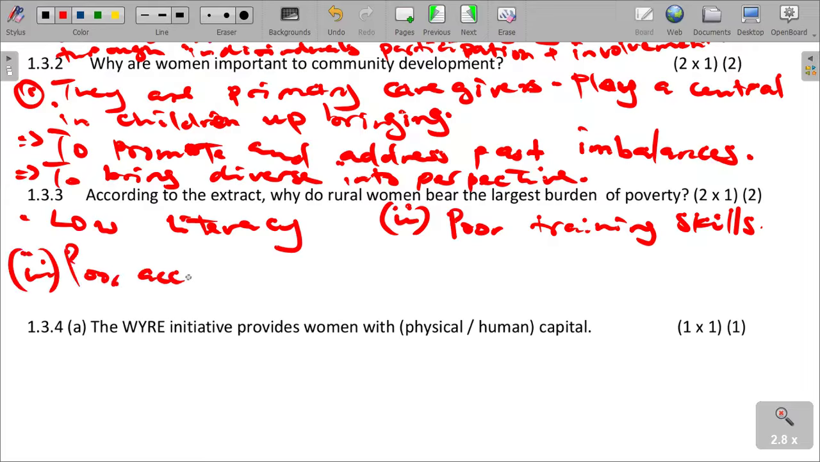Poor access to health care services is also another problem which is causing them to remain in poverty. They don't have good access to health, so that can also be a factor limiting their chance to express themselves and to get out of poverty.